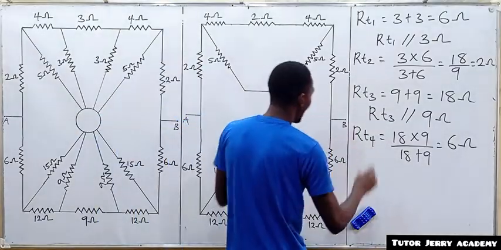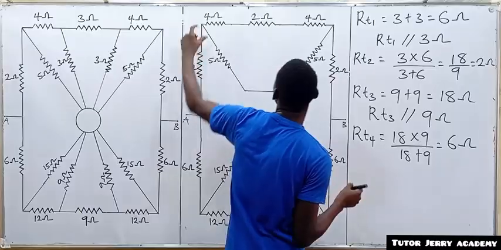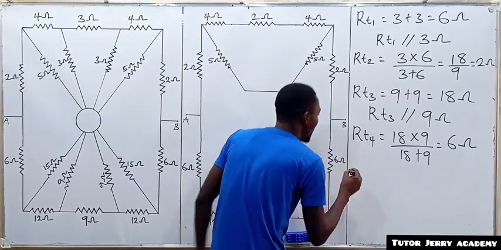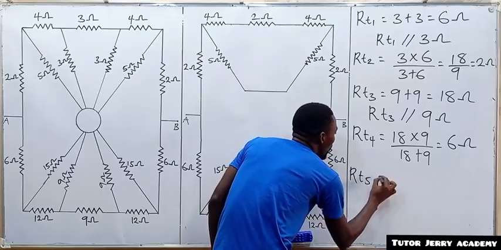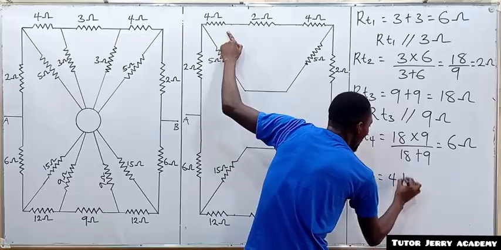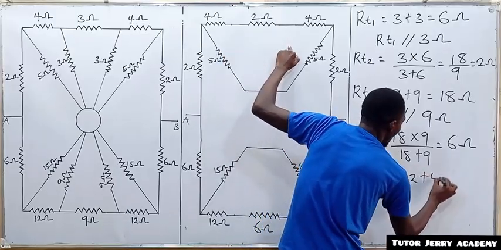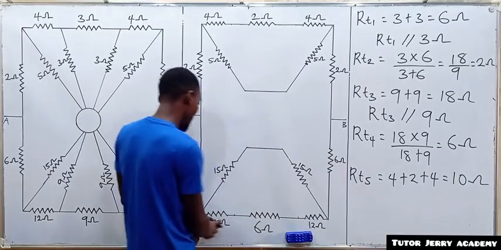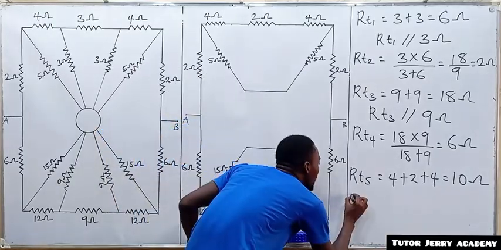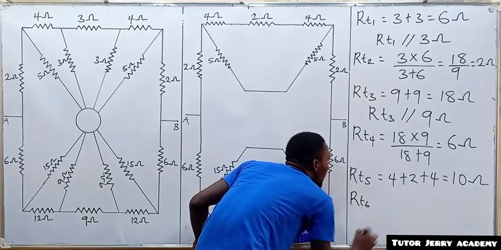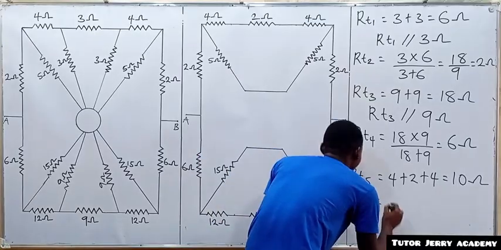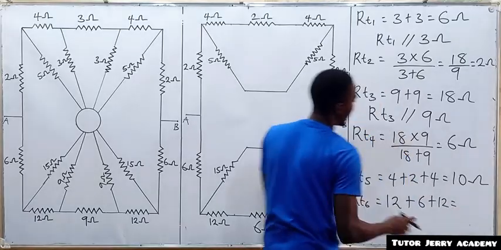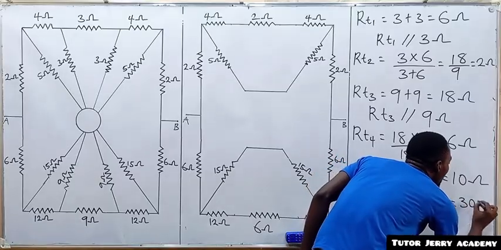So we are going to add all of them together, and the effect now. Okay, let's just go one after the other. Let's take the effect of this combination to be RT5. So RT5 will be equals to 4 plus 2 plus 4. So this is going to give us 10 ohms. And here, let's call this one RT6. RT6 is the total resistance for this combination. That is 12 plus 6 plus 12, and this is going to be 30 ohms.